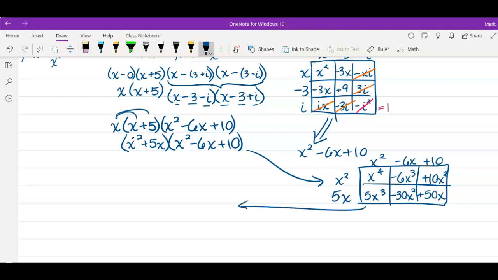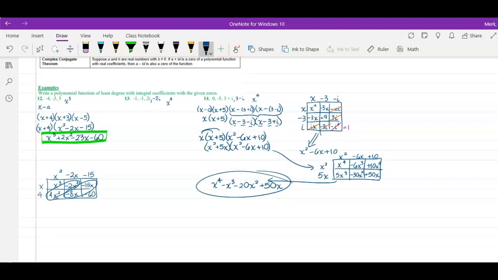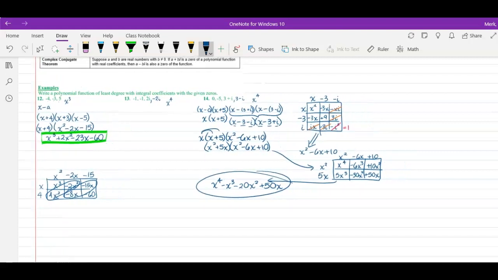Coming back out of the box, we end up with x to the 4th minus x cubed minus 20x squared plus 50x as our polynomial. Now that one was a lot harder than number 12, but it's the same method. You just keep multiplying the factors together until you get one polynomial with integral coefficients.